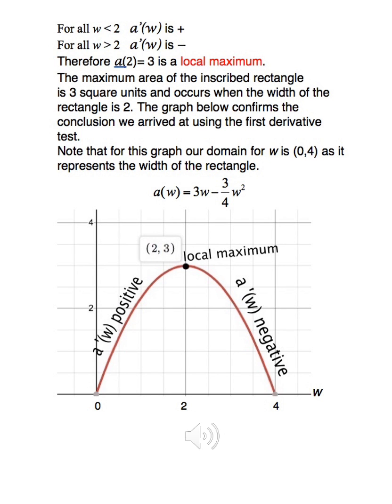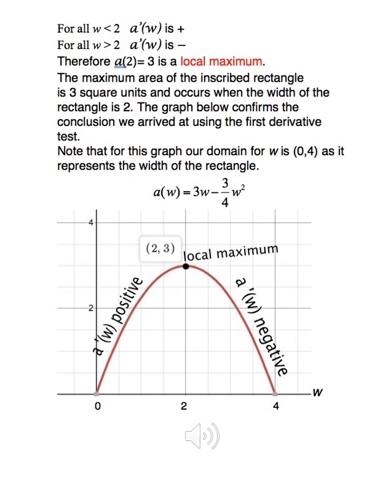Now we know that our critical value is 2, and we want to see what happens to the sign of the first derivative as we transition from the left of 2, for W values less than 2, to greater than 2. If you take any W value less than 2 and plug it into the first derivative, you'll see that the result will always come out positive. So when W is less than 2, we're getting positive values out of the first derivative.